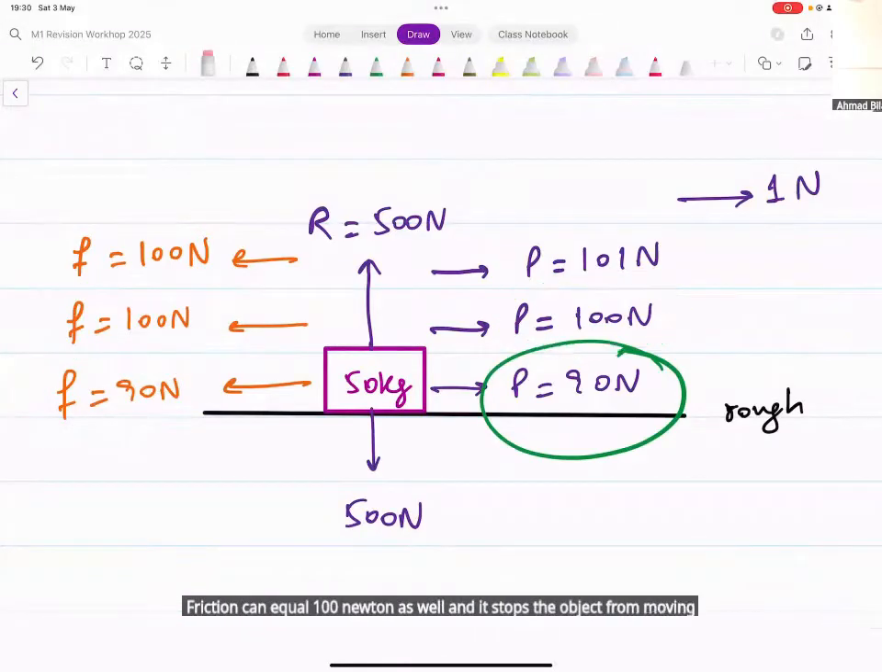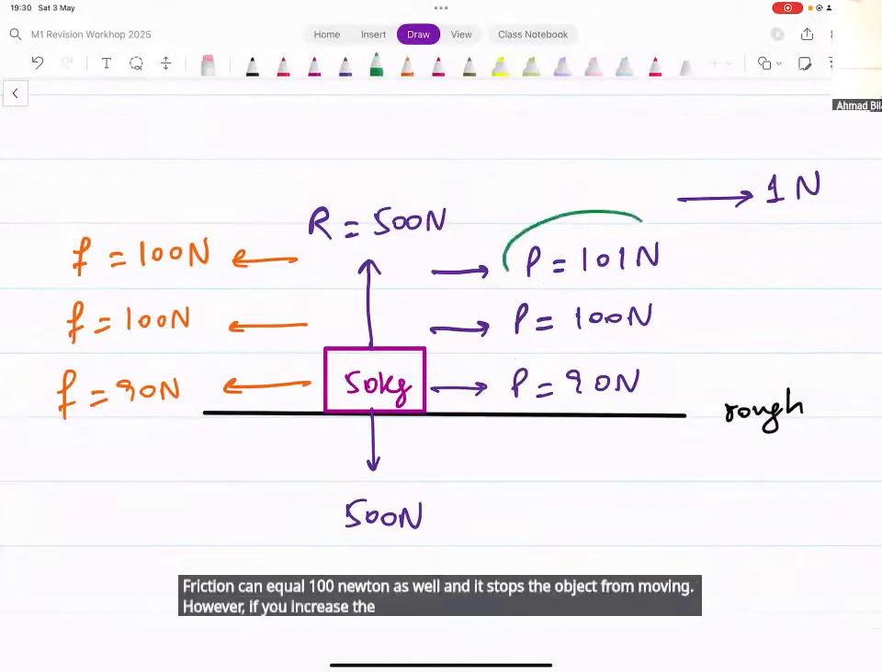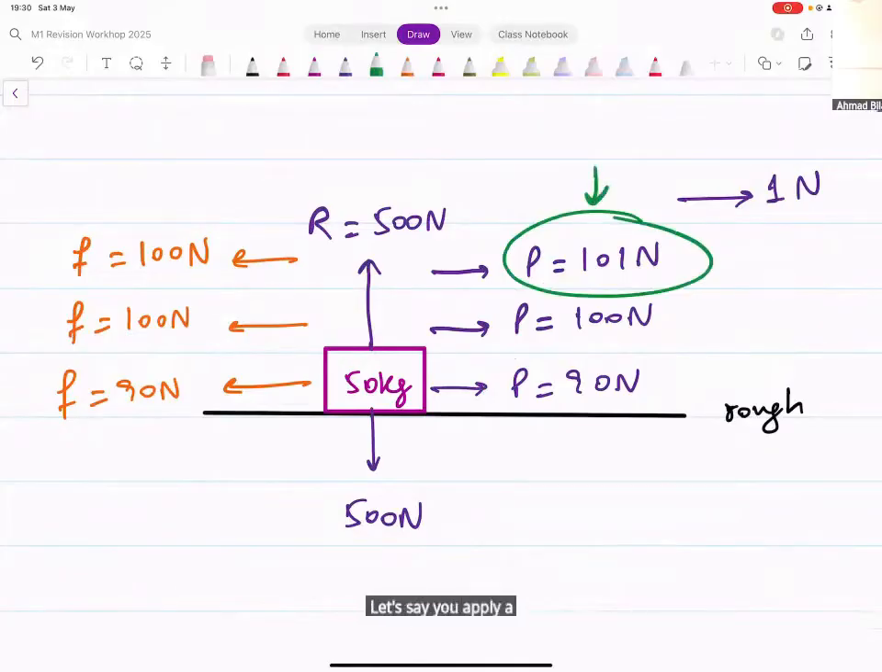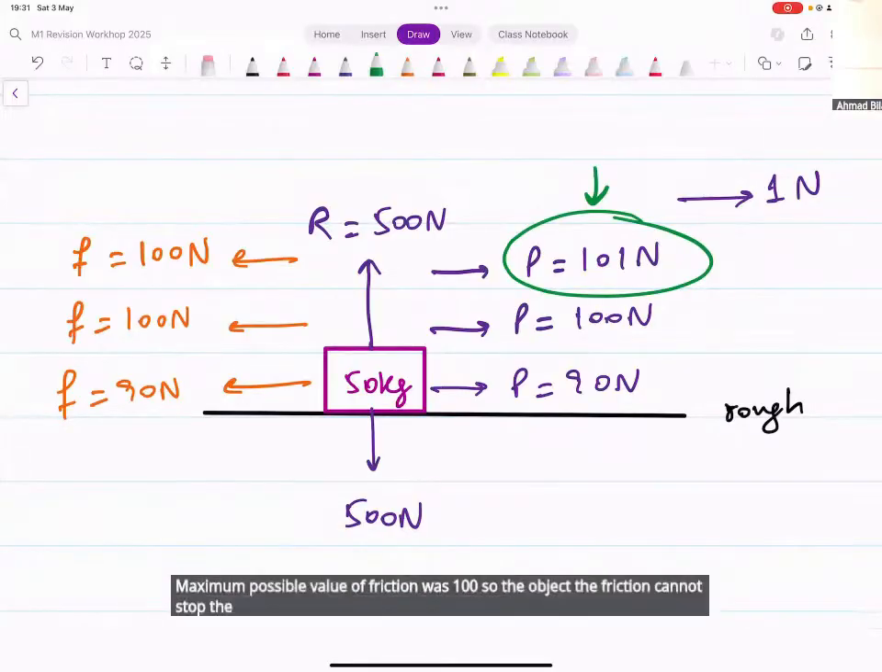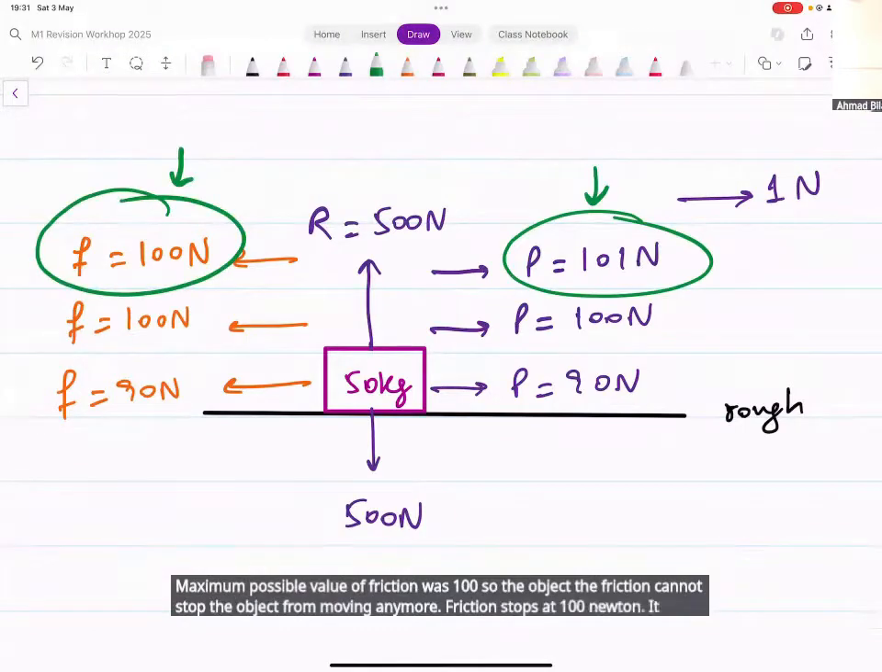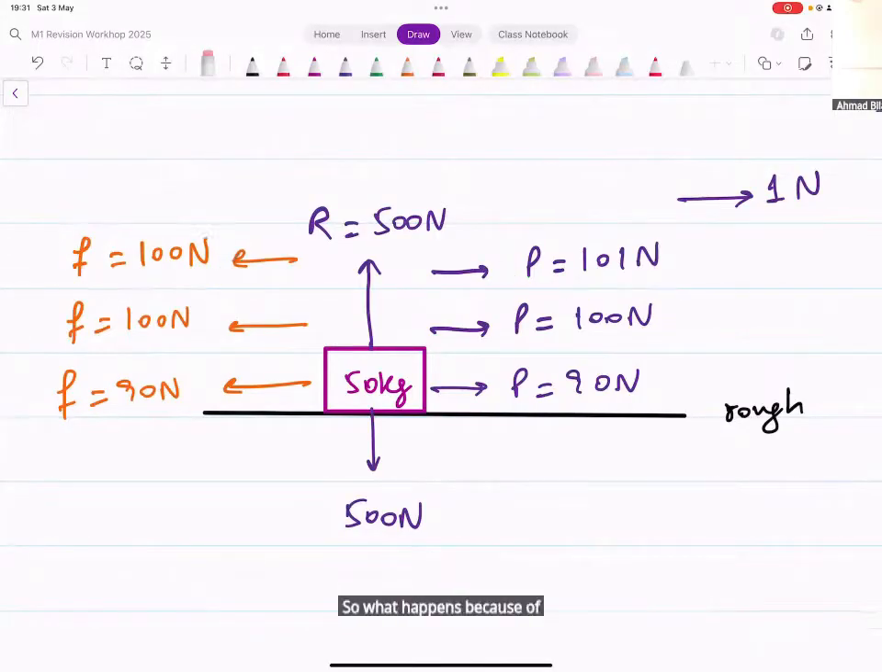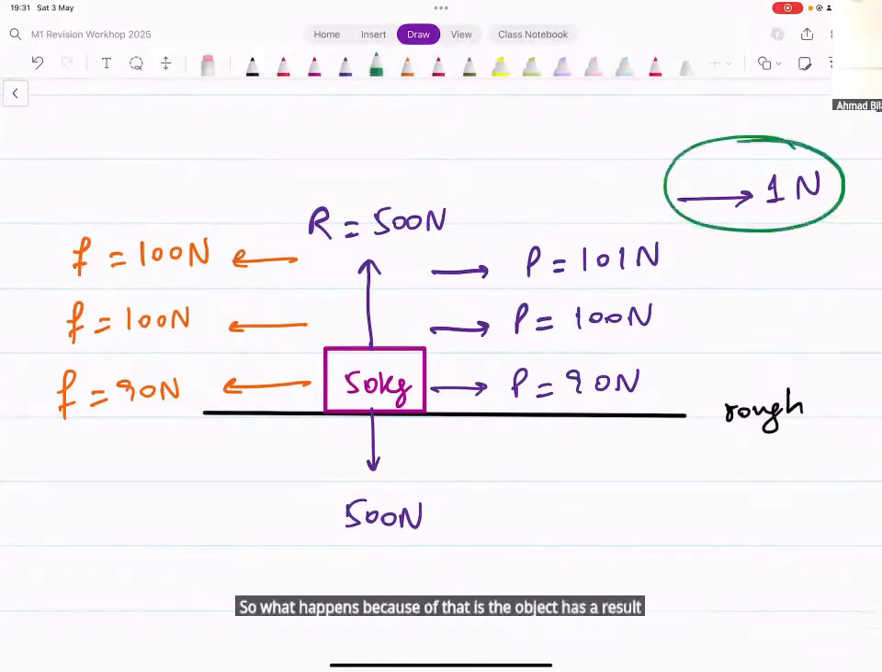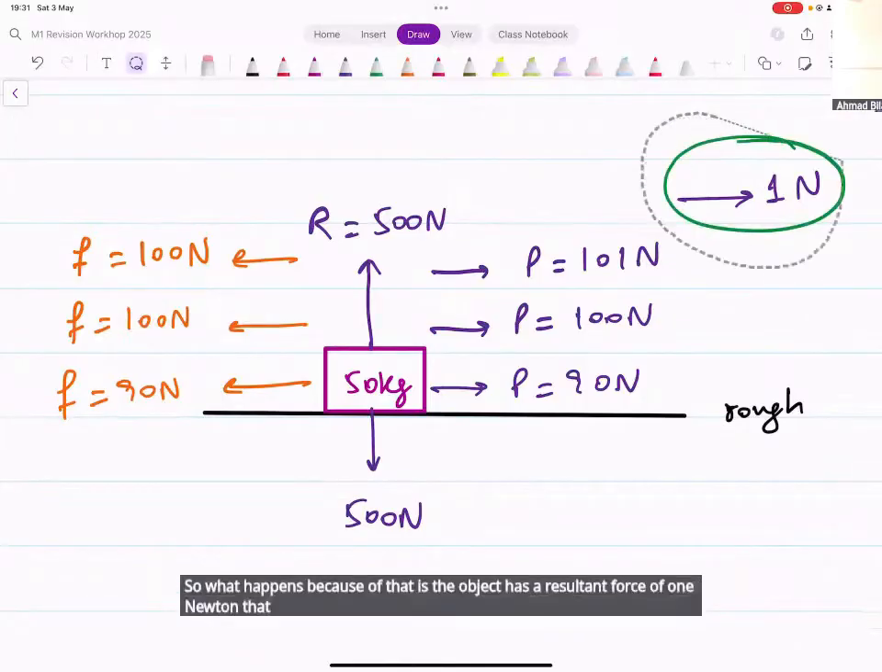However, if you increase the force even slightly more than that, let's say apply a force of 101 Newton to the right side, maximum possible value of friction was 100. So the friction cannot stop the object from moving anymore. Friction stops at 100 Newton. It cannot increase to more than 100. So what happens because of that is the object has a resultant force of 1 Newton that makes it start moving to the right side.